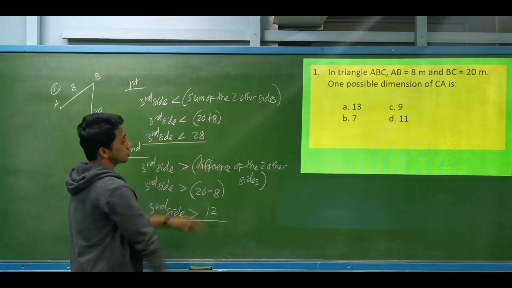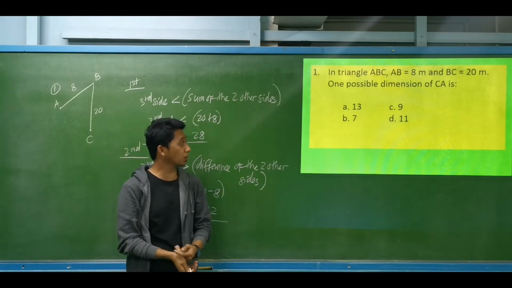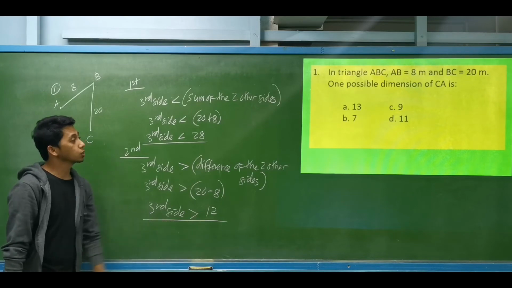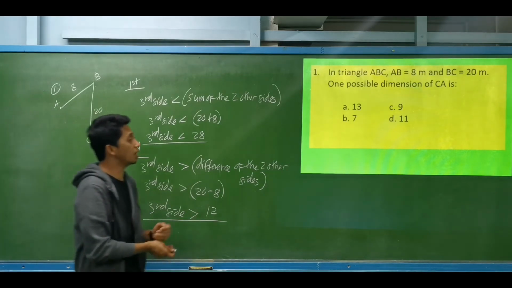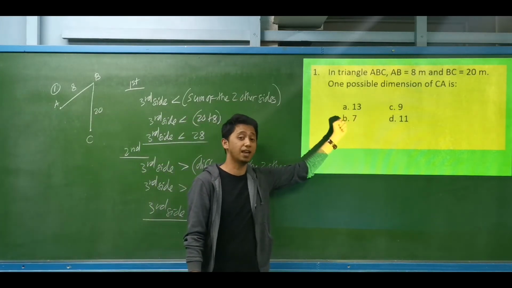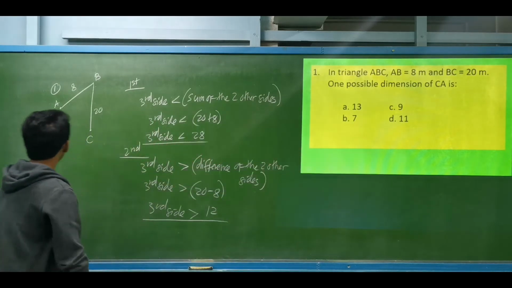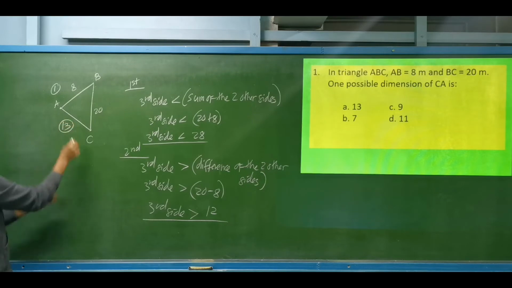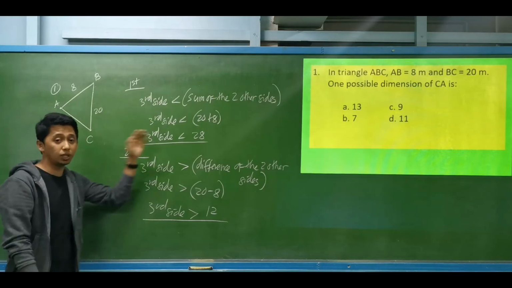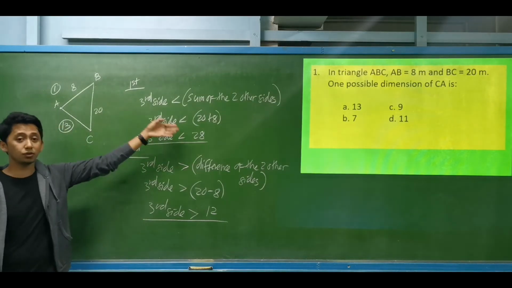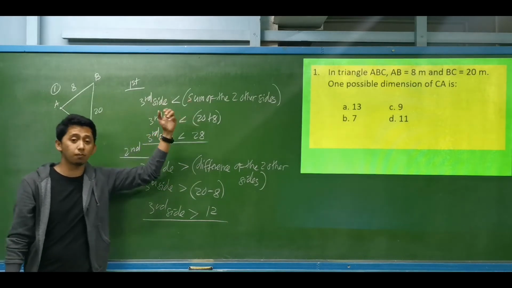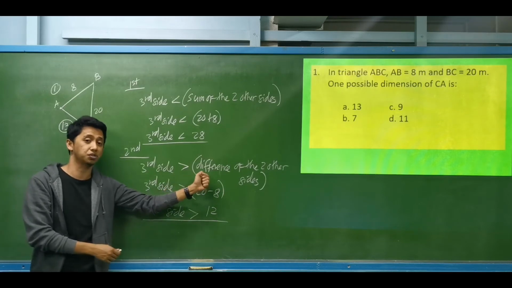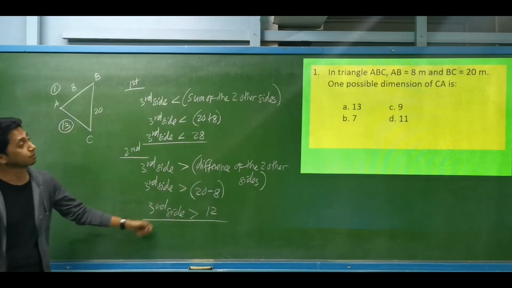So kung i-observe natin sa choices natin, sino yung less than 28? Lahat sila. But sino yung greater than 12? So kung mapapansin nyo, nag-iisang value lang yung greater than 12, we have letter A. That is 13. So possible answer lang natin dito is 13. Okay na yung sagot natin sa number 1. Ulitin ko lang yung rules. Paano malaman yung third side? It should be less than the sum of the two other sides, but should be greater than the difference of the two other sides. Yun lang naman.